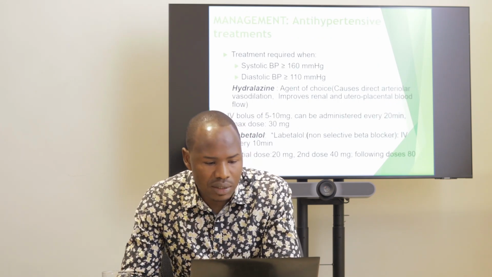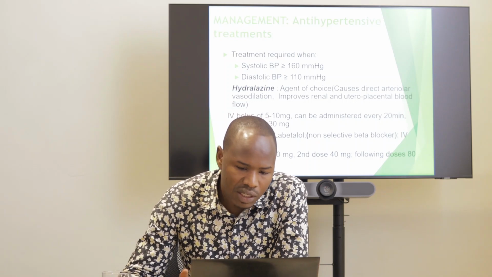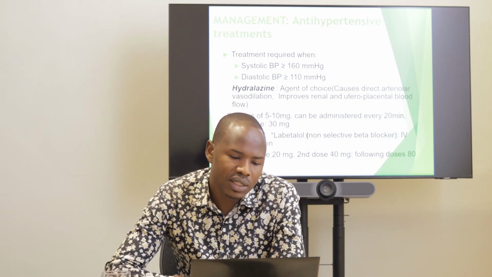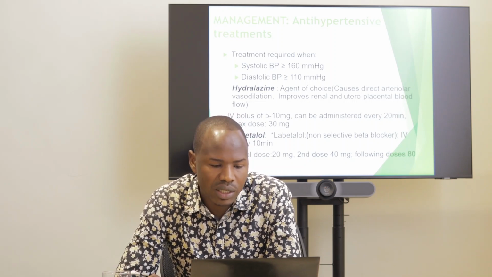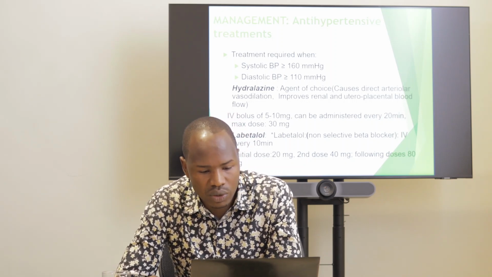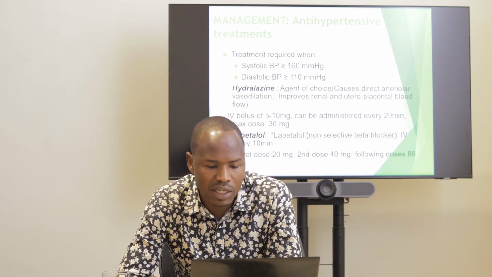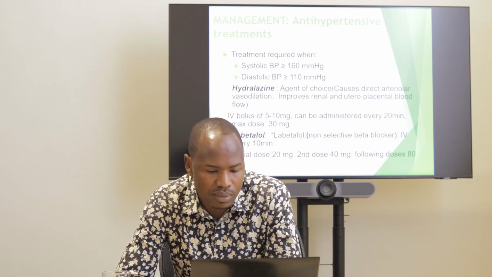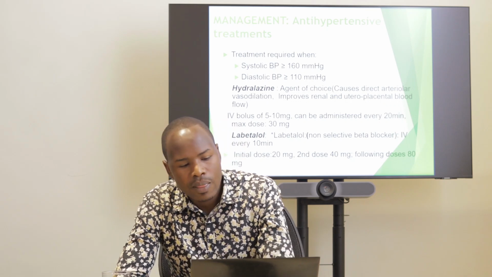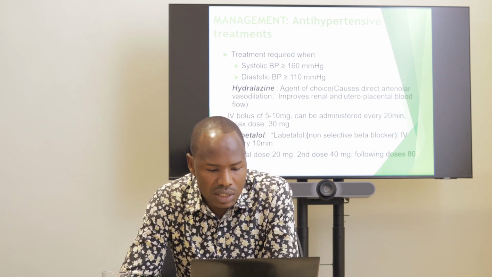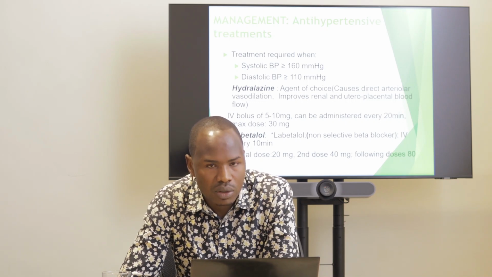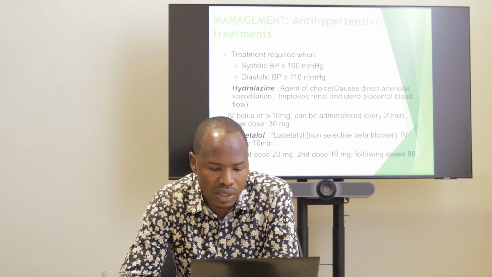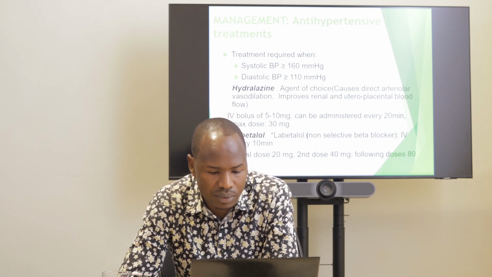The management is by giving antihypertensive treatments. They are required when systolic blood pressure is greater or equal to 160 millimeters of mercury and diastolic blood pressure greater or equal to 110 millimeters of mercury. This is an emergency hypertension; we should give hydralazine when you are in the setting where there is this medication.